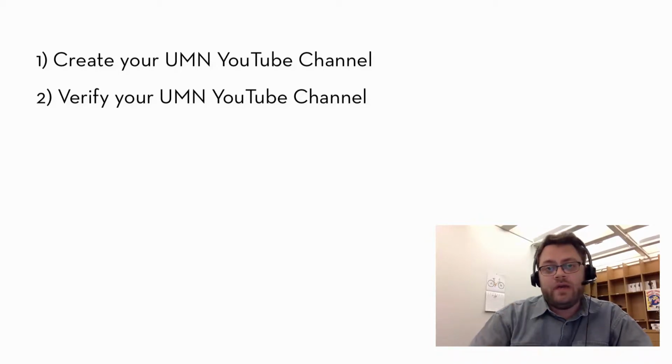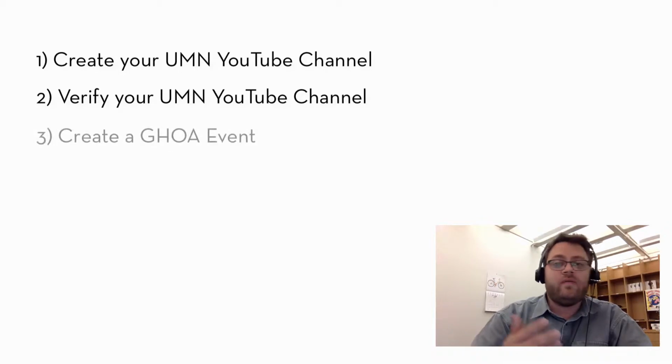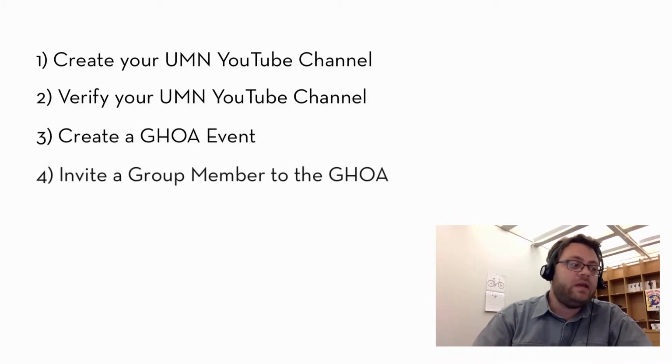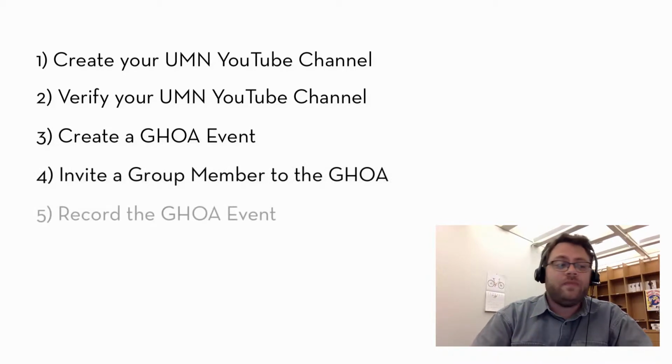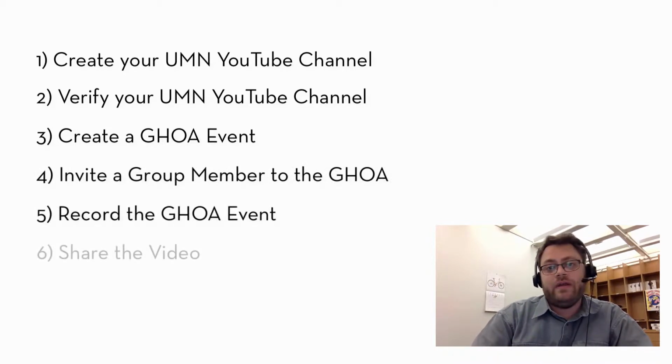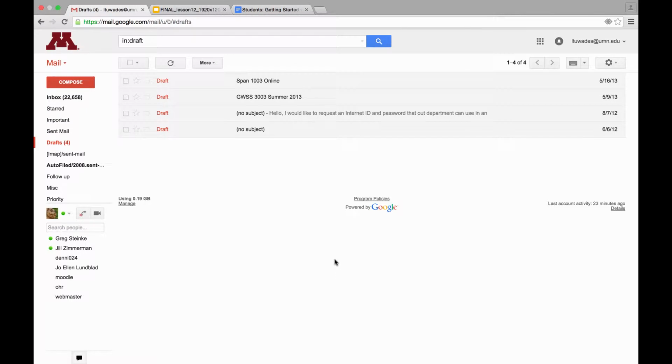Then we'll go ahead and create a Google Hangout on Air. We'll invite a group member to the event. I'll show you how to do that. We'll record the event, and then we'll share the video with the instructor, with the class. So let's get started. Okay, now we can go ahead and start with the tutorial.